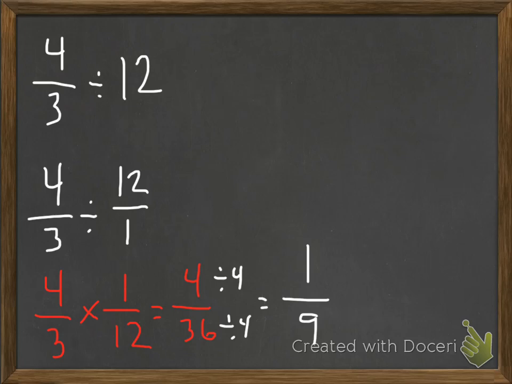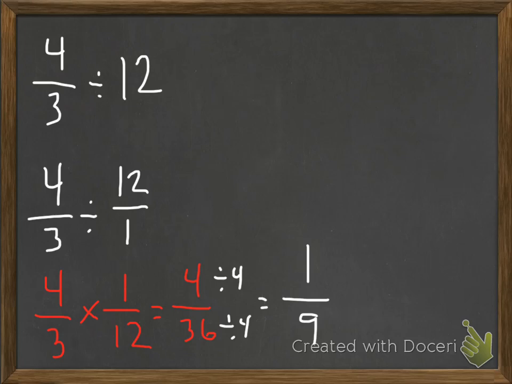So the trick is just to remember the keep, flip, change, KFC. Even though we put the whole number over a 1, we still are going to flip it and change the symbol. A lot of mistakes they make is they'll put the 12 over a 1, they'll change the sign, but they forget to flip it. So hopefully this helps, and we'll see you in lesson 3 and 4.